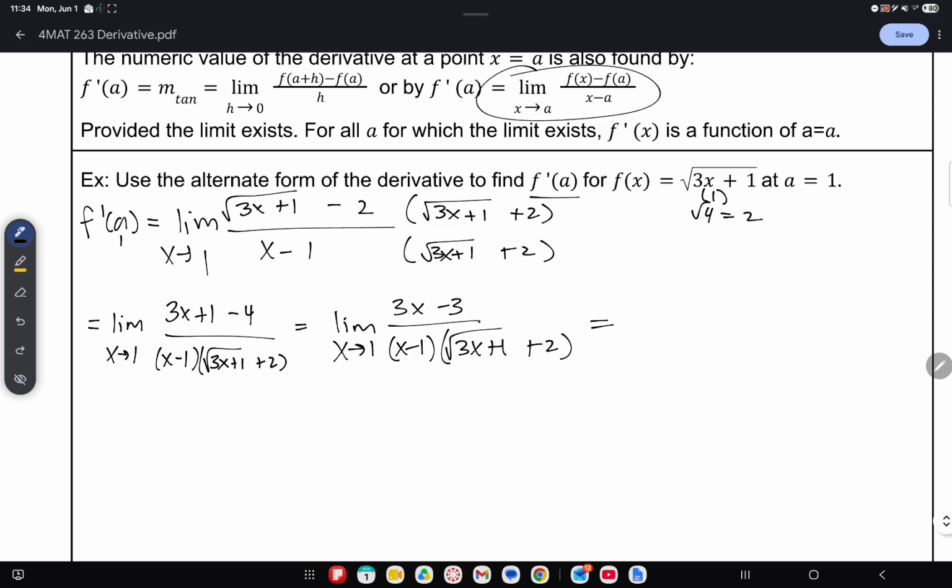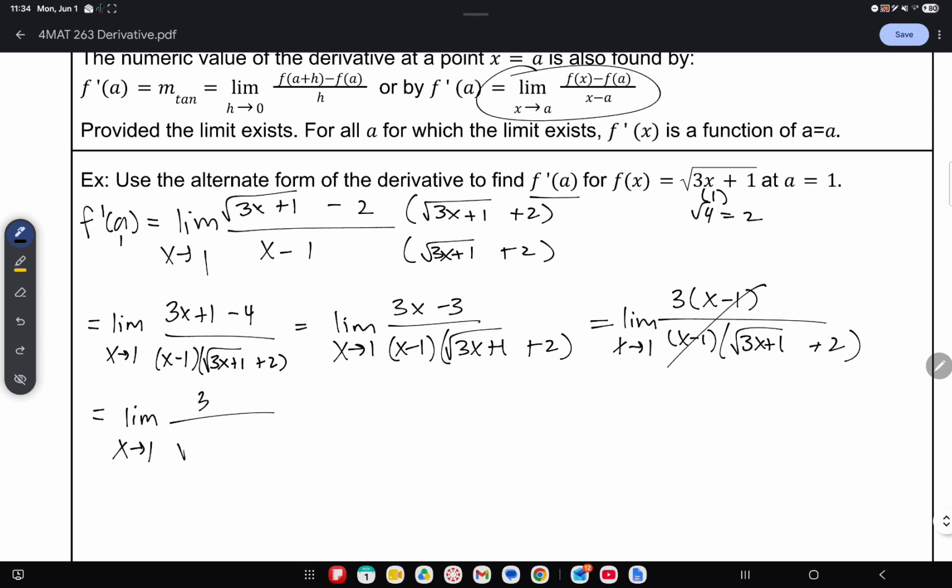Now remember, we wanted a factor to cancel out. So I think I can factor the numerator and factor out a 3 and be left with x minus 1. So I can cancel that factor out. So I'm left with the limit as x goes to 1 for 3 over this denominator. Then I can do a direct substitution. It's going to give me 2 plus 2 is 4. So I get a derivative of 3/4.